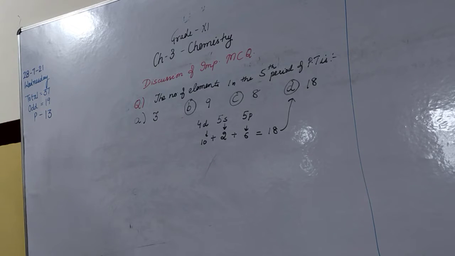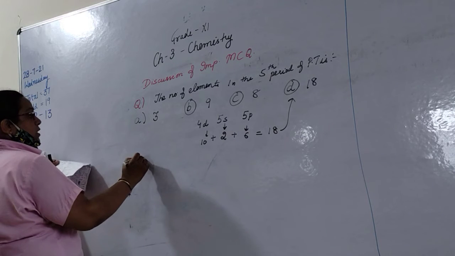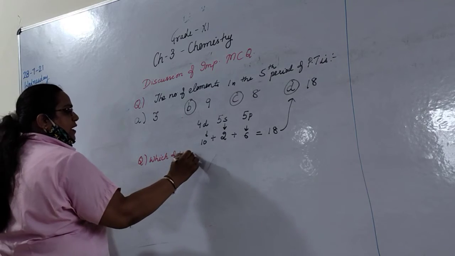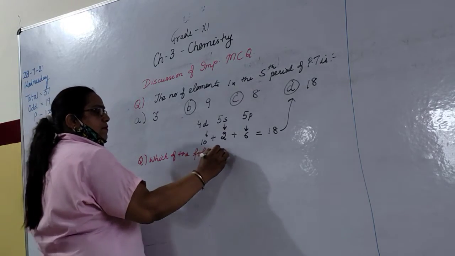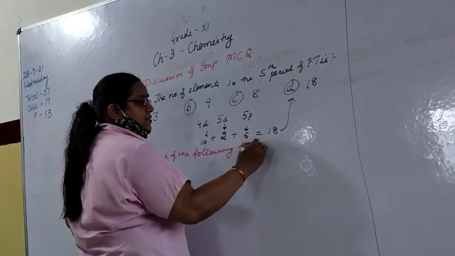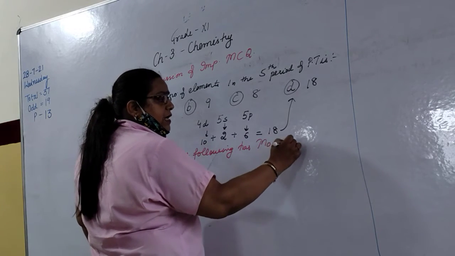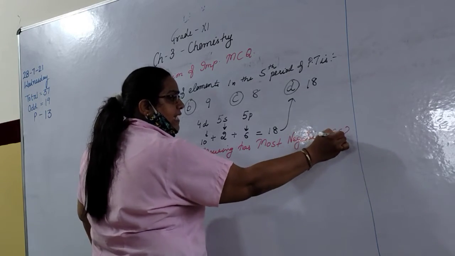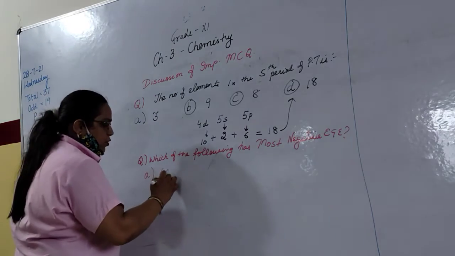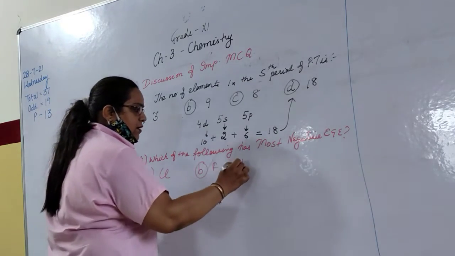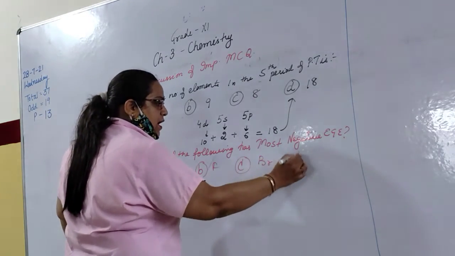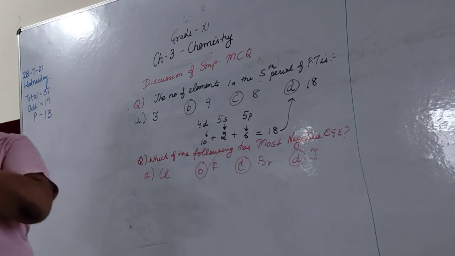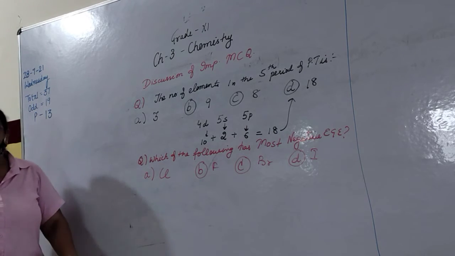Next, which of the following has most negative electron gain enthalpy? My options are chlorine, fluorine, bromine, iodine. They all belong to the same group, group 17. They are halogens. Fine.